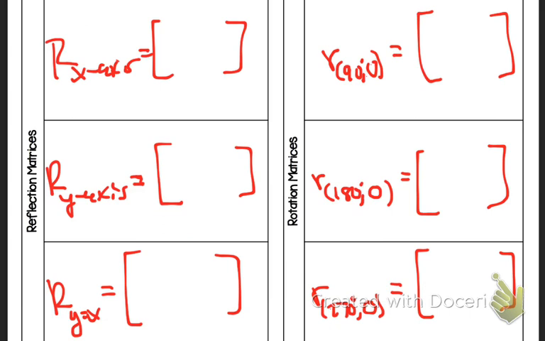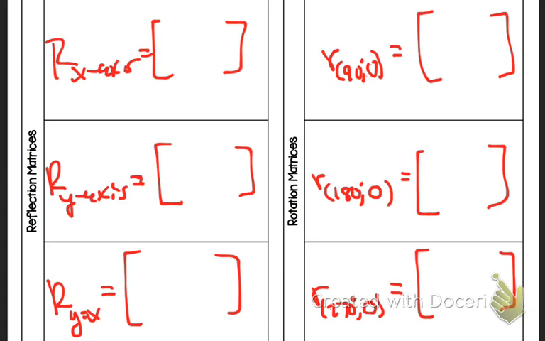Okay, now for reflections and rotations, we're going to talk about 3 specific ones. Reflecting across the x-axis, across the y-axis, and across the line y equals x. That is the diagonal line that goes through all the points like 1, 1, 2, 2, 3, 3, -5, -5, etc. And then rotating 90, 180, and 270 degrees about the origin. So these are all going to be about the origin.